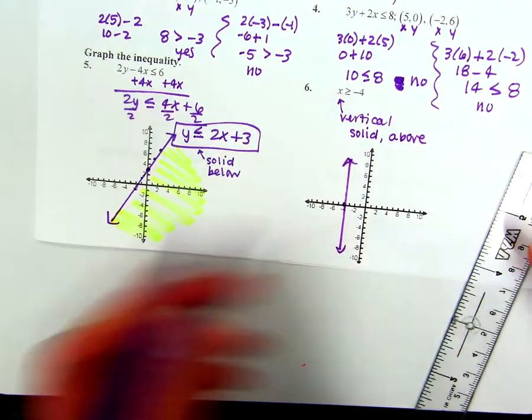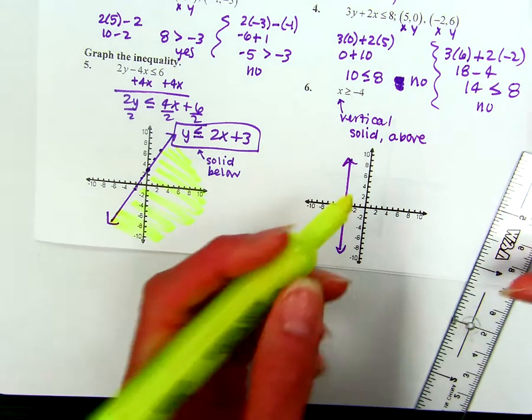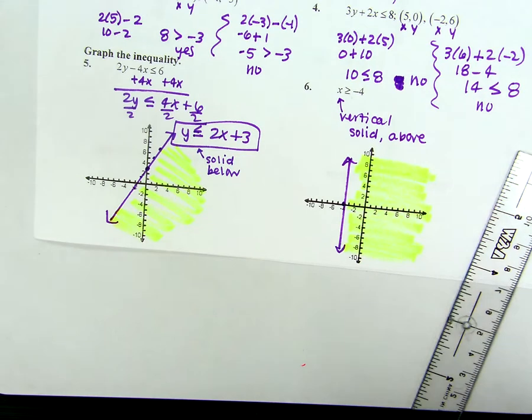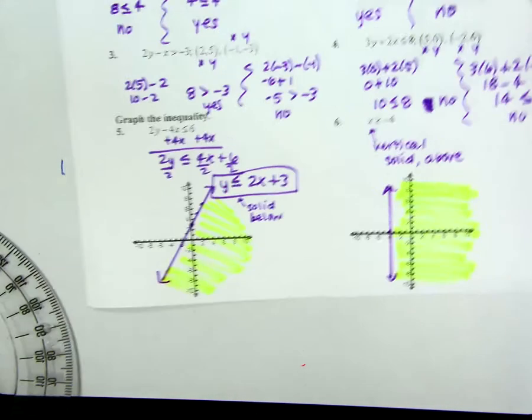Now, above and below for the vertical line, it's really right and left. So the numbers that are greater than negative 4 are to the right. So I'm going to shade to the right. Okay, so we're just going to keep going. Just a few more questions.